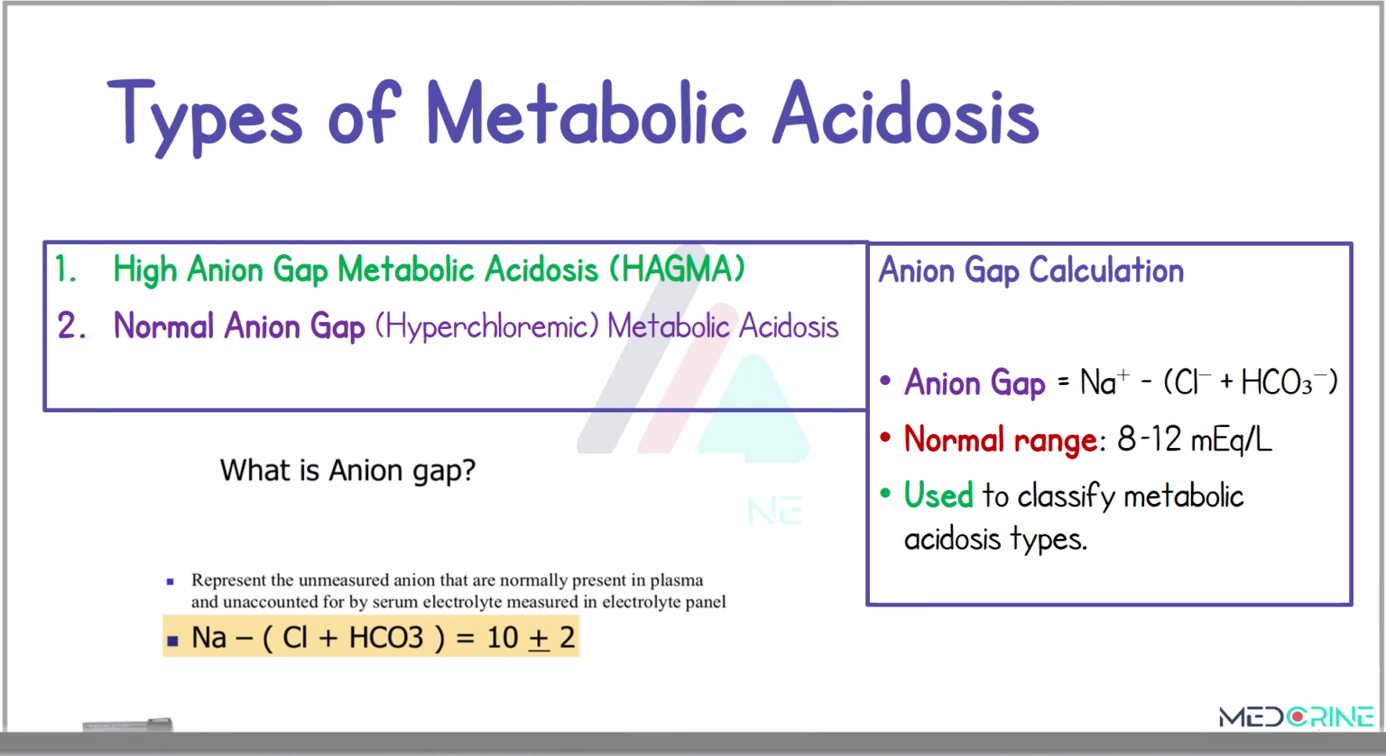We need to understand what is an anion gap. An anion gap represents the unmeasured anions that are normally present in plasma, and they are unaccounted for by the serum electrolytes that are measured in the electrolyte panel. To calculate the anion gap, we subtract the sum of chloride and bicarbonate from the sodium concentration. The normal anion gap is between 8 to 12 milliequivalents per liter, and this calculation helps us to differentiate between the causes of metabolic acidosis.